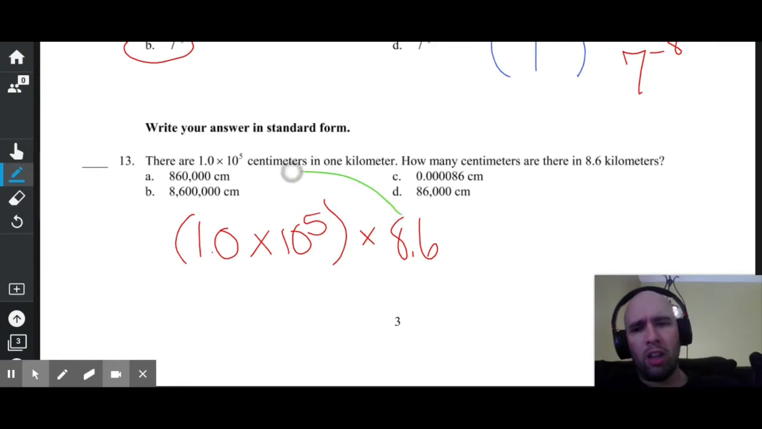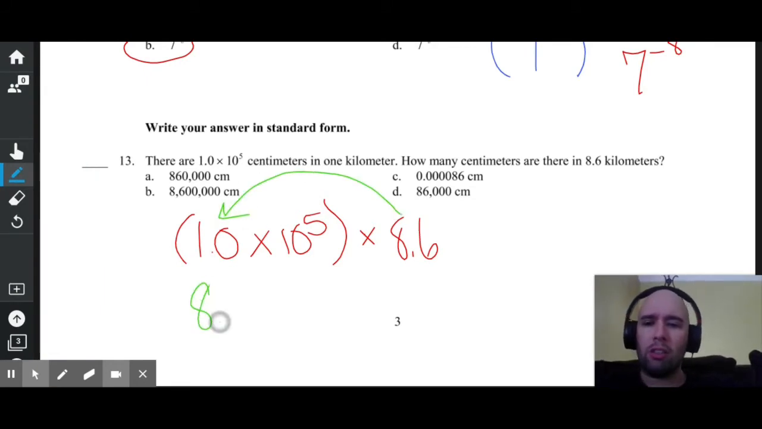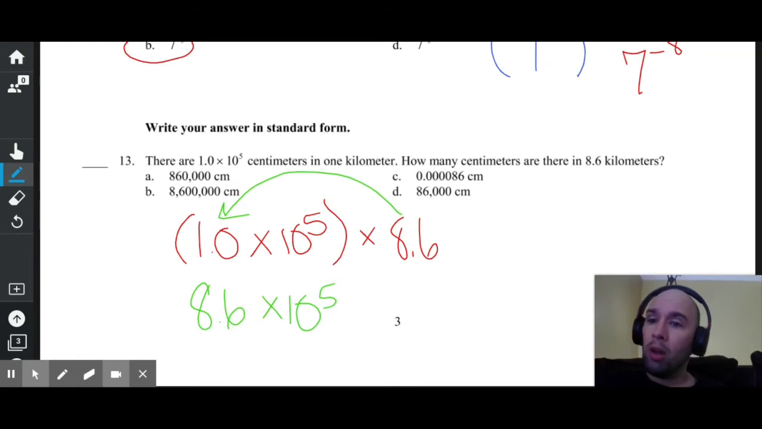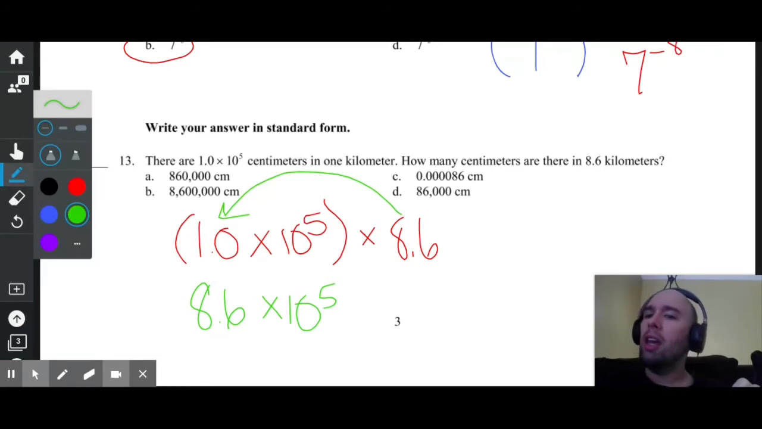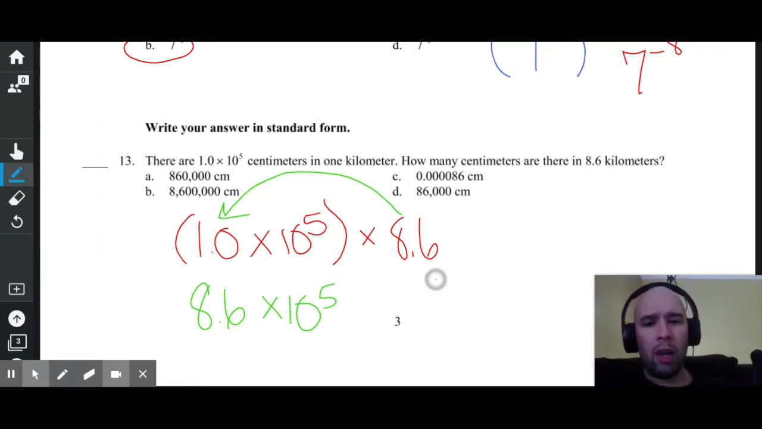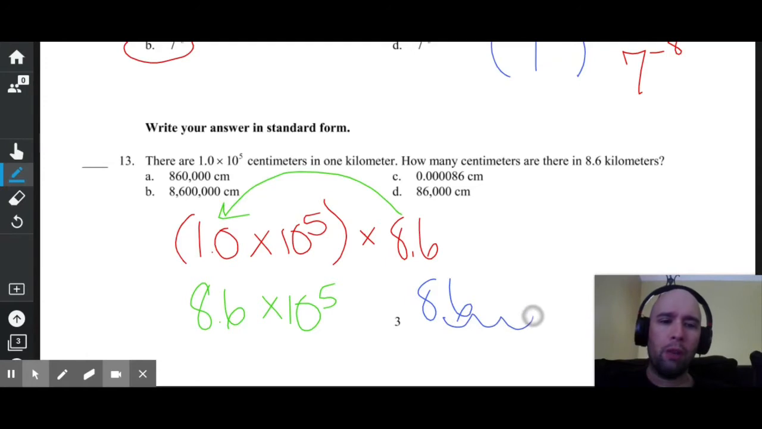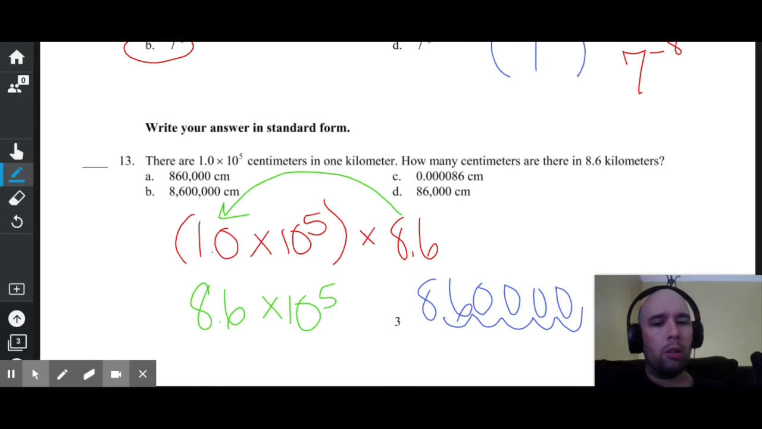But 8.6 times 1 is 8.6. So I have 8.6 times 10 to the 5th. Okay? Now that's not an option here. They want it in standard form. So if I'm going to turn 8.6 times 10 to the 5th into a regular looking number, I'm going to rewrite out 8.6, and then I'm going to move the decimal to the right because it's a positive 5 times. 1, 2, 3, 4, 5. And I'm going to fill in those spots with zeros. So I have 860,000, which happens to be A.